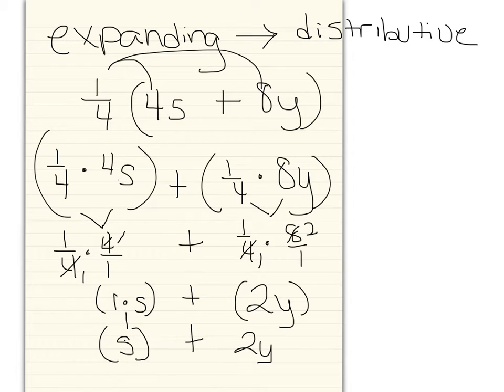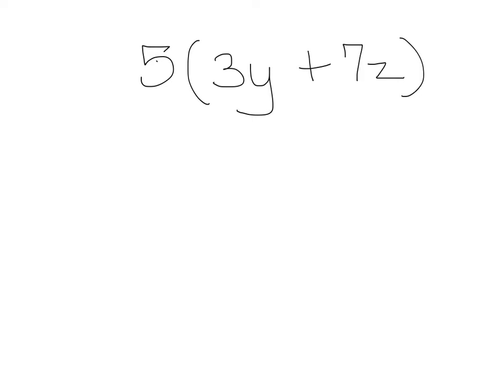Okay, let's add one more page and I'll show you something slightly easier. That was a fraction one, which isn't too difficult, but let me show you what it would look like if it wasn't fractions. Let's do one more example. Let's say you have 5 times (3y plus 7z). To expand it, you simply use your distributive property.